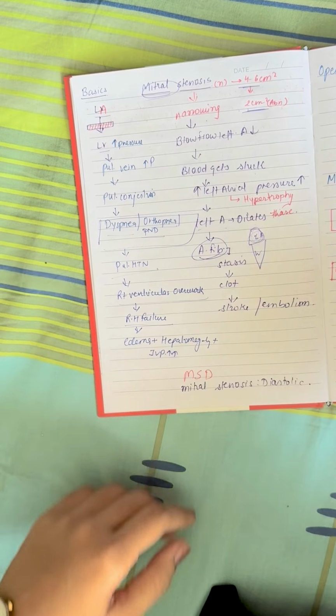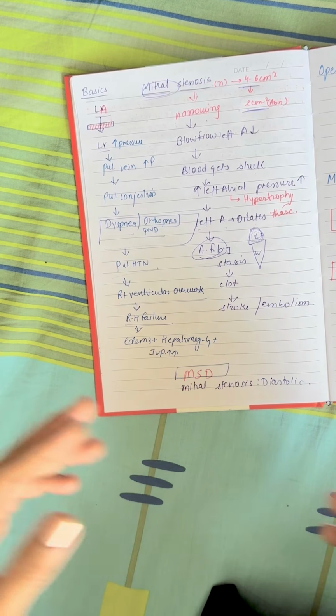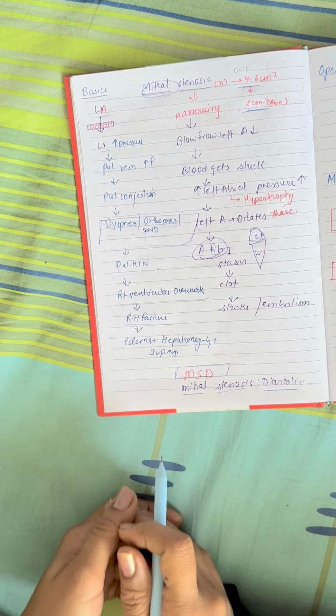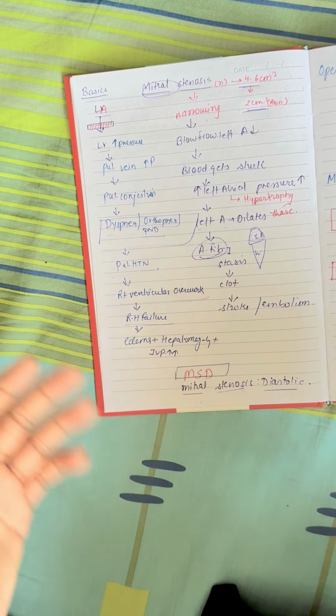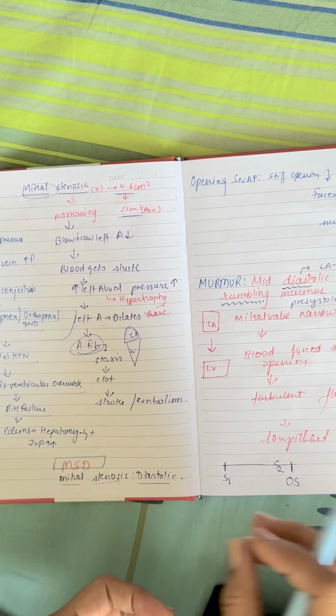Now very important: how do we remember all this stuff? It's very easy. We remember MSD. Who is MSD? MS Dhoni. So we say mitral stenosis diastolic. This is very important. Mitral stenosis diastolic. Simple.